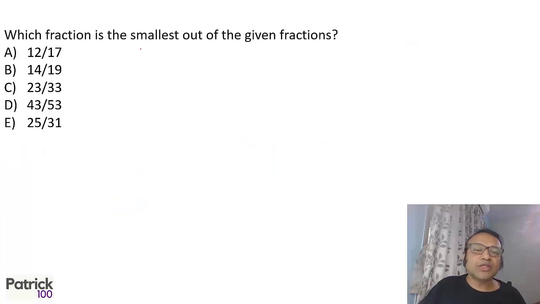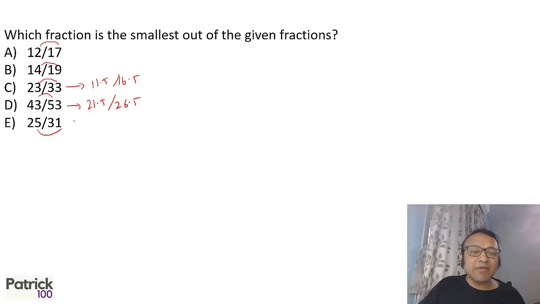Which fraction is smallest out of the given fractions? Find the difference of numerator and denominator. In the first case, the difference is 5. Second case, the difference is 5. Third case, the difference is 10. You can make it 5: 11.5 upon 16.5, make it half. Next also is 10, 21.5 and 26.5. Next is 5. So now everywhere the difference is 5.